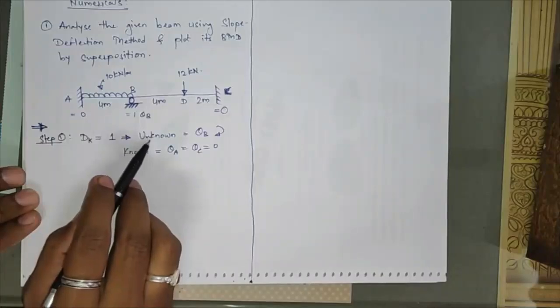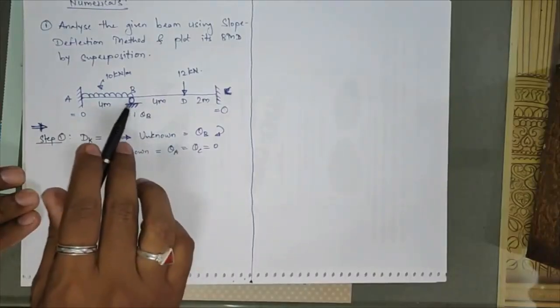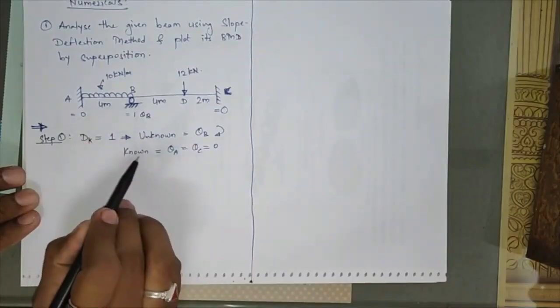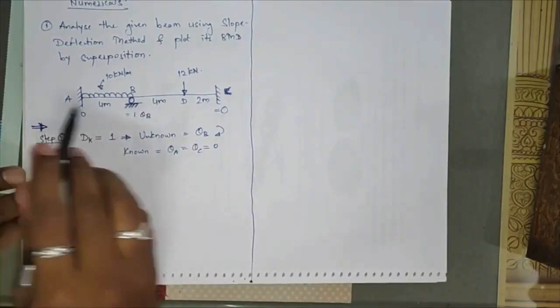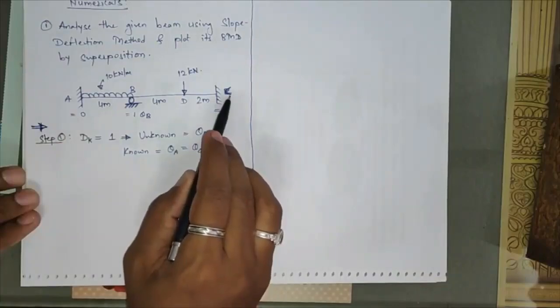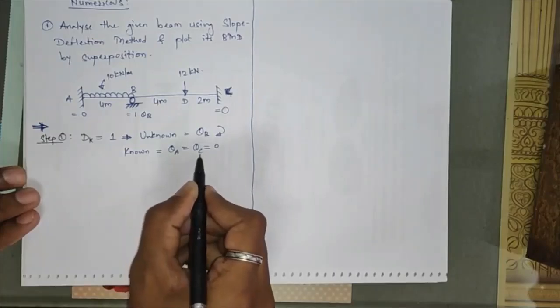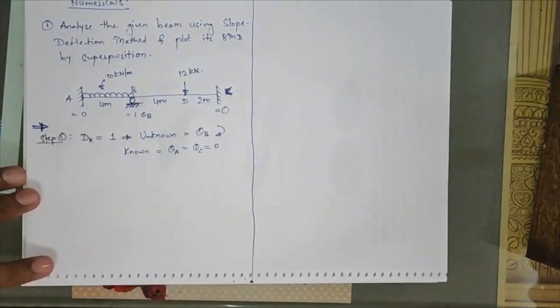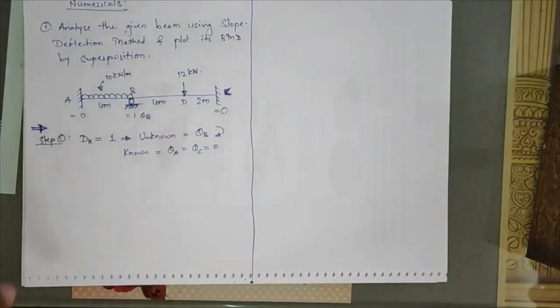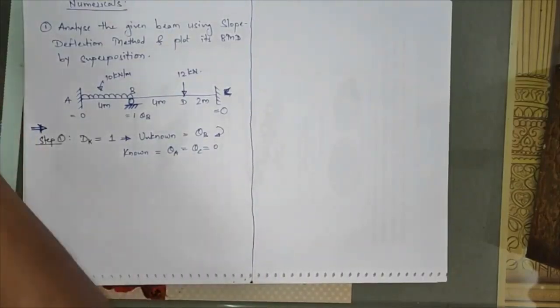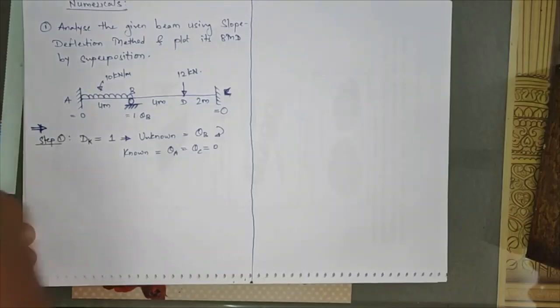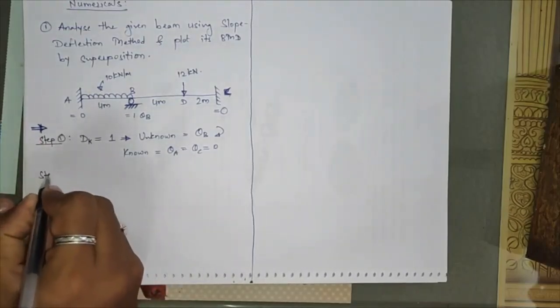Which are those? That is the unknown displacement occurring at joint B, and known displacements occurring at joint A and joint C. Okay, I am calling this displacement, not rotation, because that will be simple to understand. Okay, then this will be our first step. Then we'll proceed to step number 2.